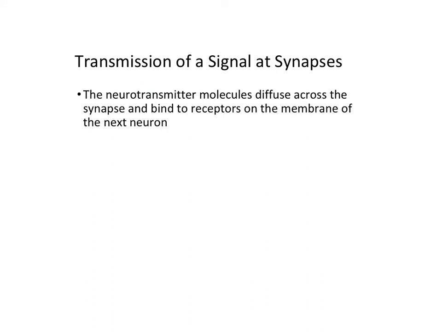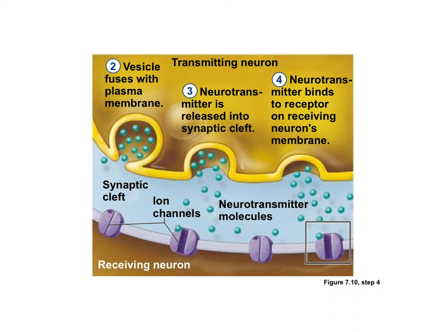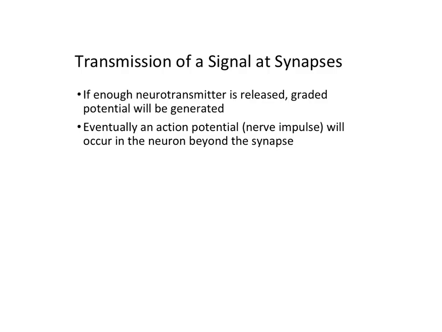Then the neurotransmitter molecules can diffuse across the synapse, which is the junction between the 2 nerve cells, and that binds to receptors on the membrane of the next neuron. The receiving neuron has ion channels that have receptors that the neurotransmitter can bind to, and when the neurotransmitter binds to those channels, it opens them and makes them permeable to ions. If enough neurotransmitter is released, a graded potential will be generated, which means that the nerve cell can depolarize, so eventually an action potential will occur in the neuron beyond the synapse. So it will occur in the new neuron or the receiving neuron.